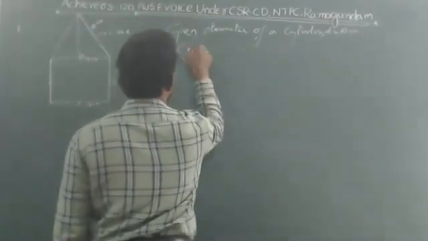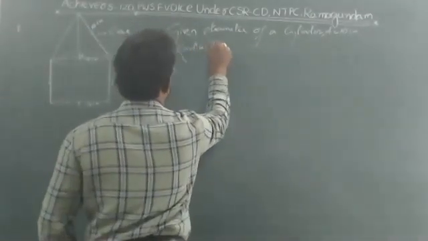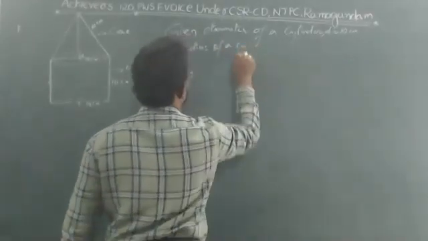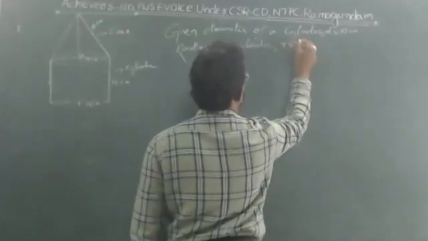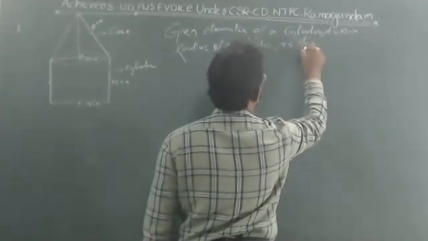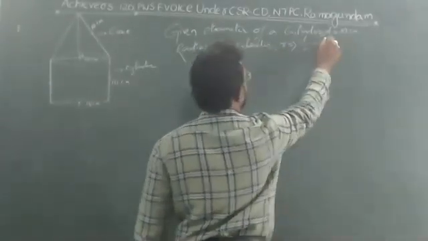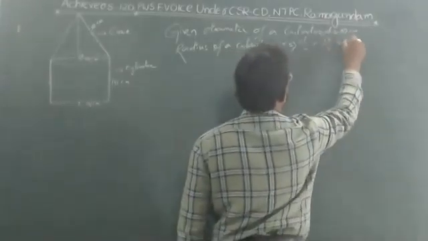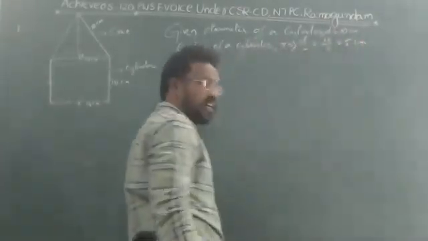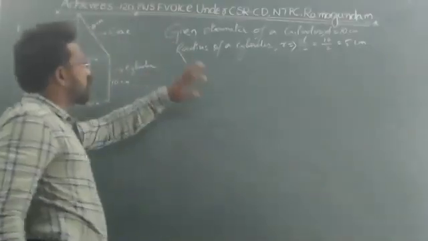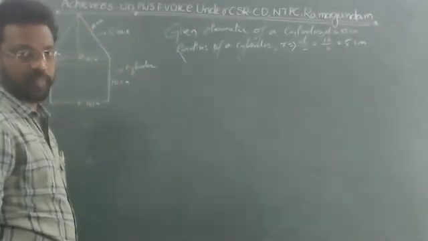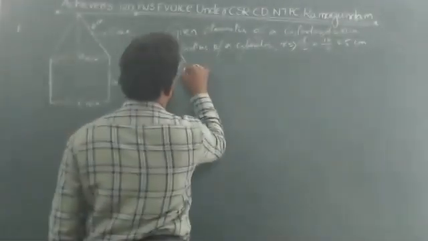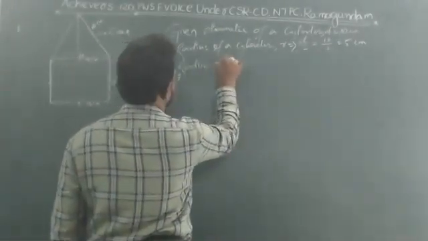That is nothing but radius. Radius of a cylinder is what? R is equal to D by 2 is the formula, D is nothing but diameter. 10 by 2 is 5 centimeters. Radius of a cylinder and also radius of a cone are the same. Okay, fine, write down that one also. Radius of a cone.